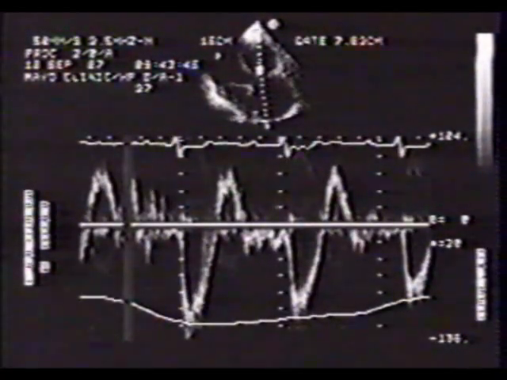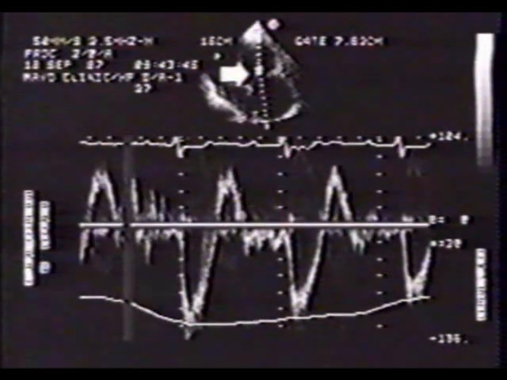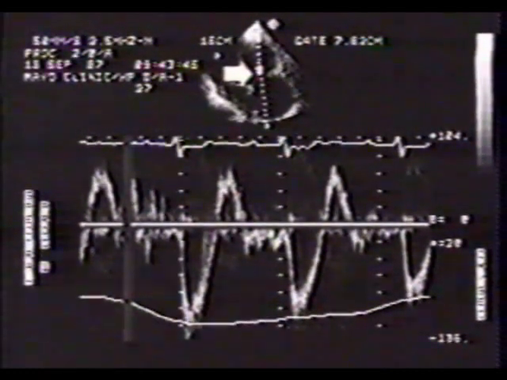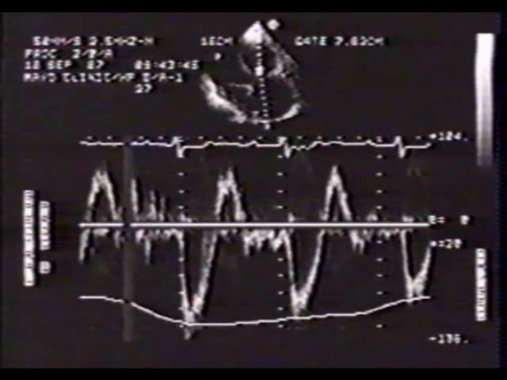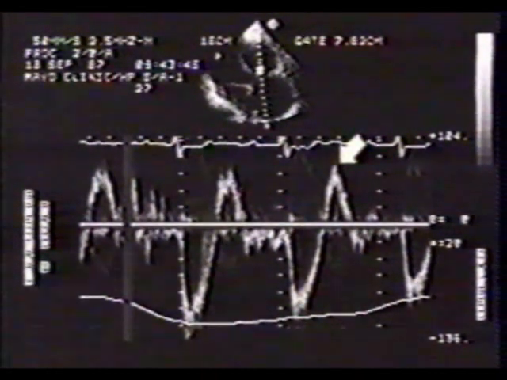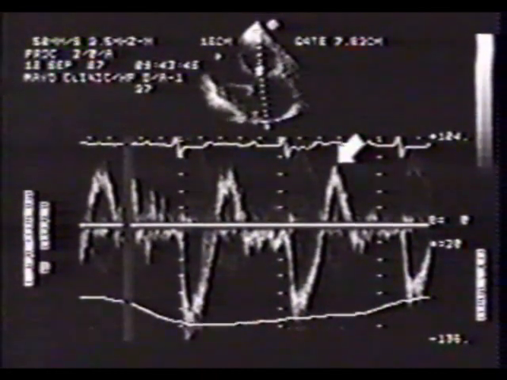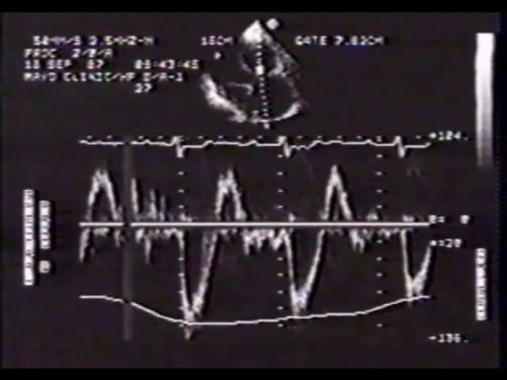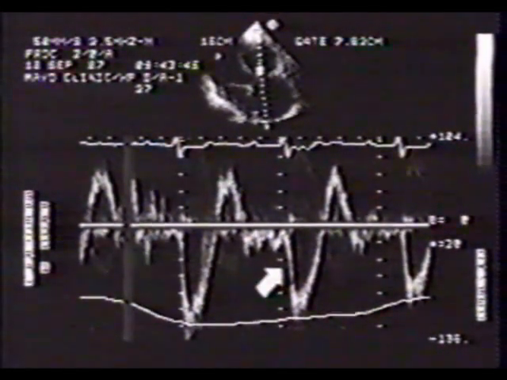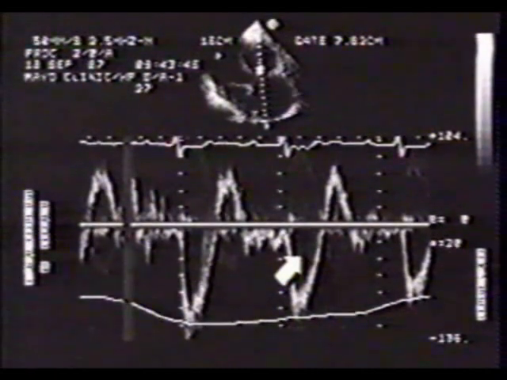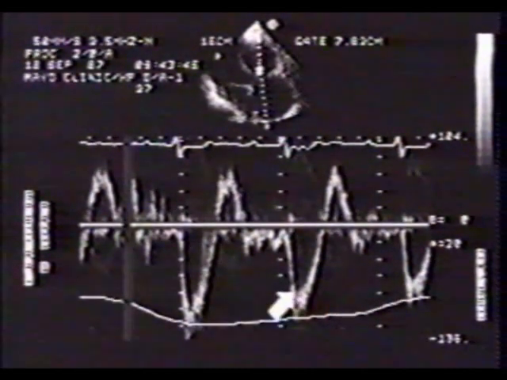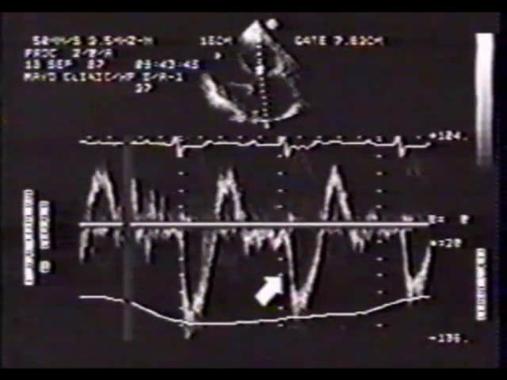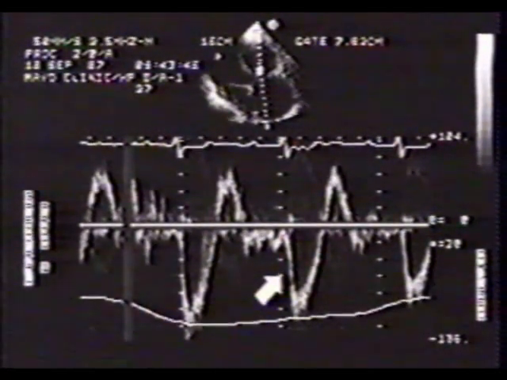A pulsed wave sample volume has been positioned on the atrial side of the tricuspid leaflets. The spectral display shows an early diastolic velocity of 0.7 meters per second. The tricuspid systolic signal is completely laminar. This low velocity, laminar signal is due to severe tricuspid regurgitation.